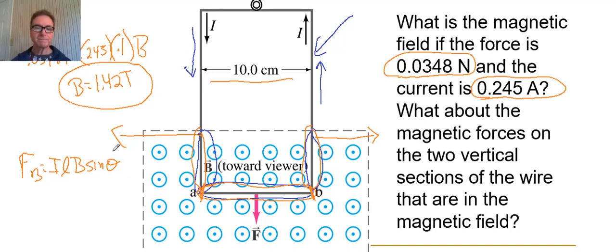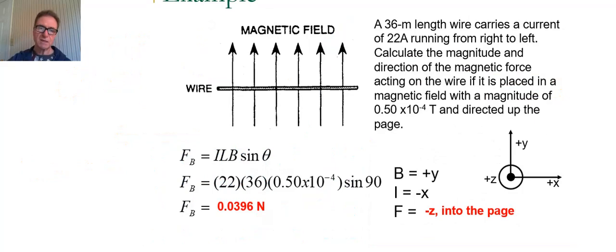All right. So let's try another example. In this case, we've got a magnetic field that is going from the bottom of the page to the top of the page. There are our magnetic field lines. And we've got a wire, and it does not tell us which direction the current is going in. Oh, it does. It says it's going from right to left. So we have a 36 meter length wire, and it carries a current of 22 amps. So it's a pretty high amperage wire running from right to left.